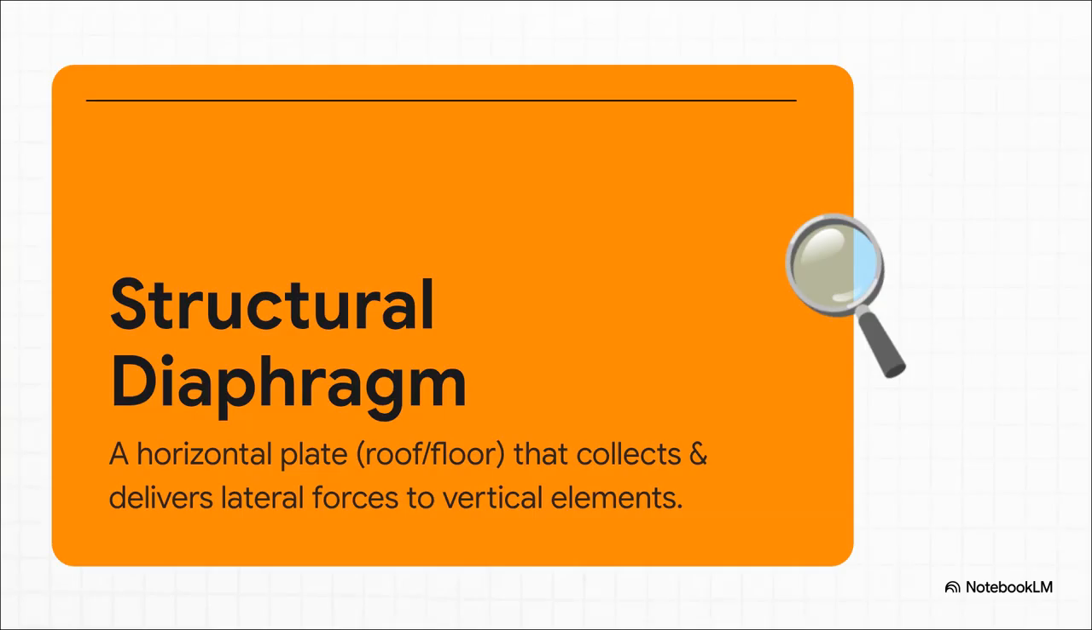So what's the textbook definition? A structural diaphragm is basically a horizontal system. Think your floor or your roof that acts like a big flat plate. Its whole job is to catch all those lateral forces, spread them out, and then hand them off to the parts of the building that can actually handle them, like shear walls or braced frames.